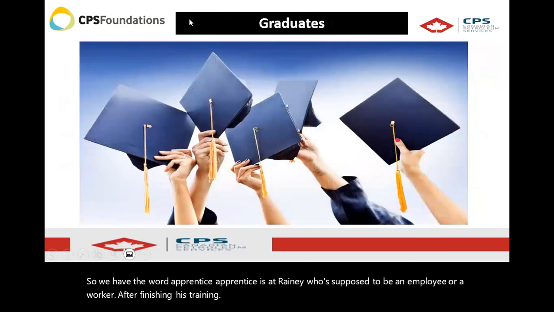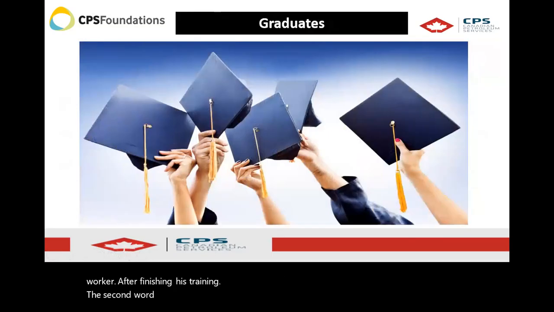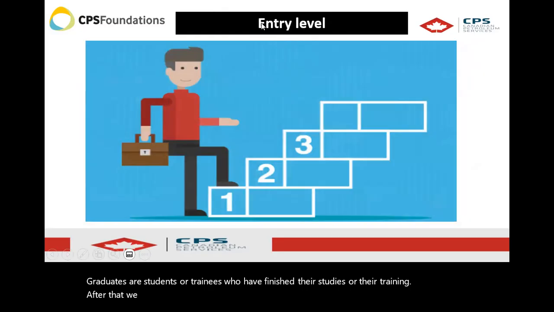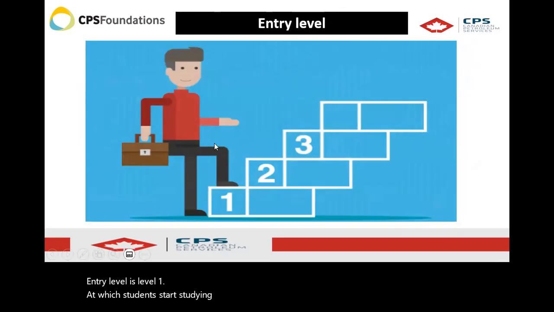The second word is graduates. Graduates are students or trainees who have finished their studies or their training. After that, we have entry level. Entry level is level 1, at which students start studying, or trainees start training, or even employees start working.